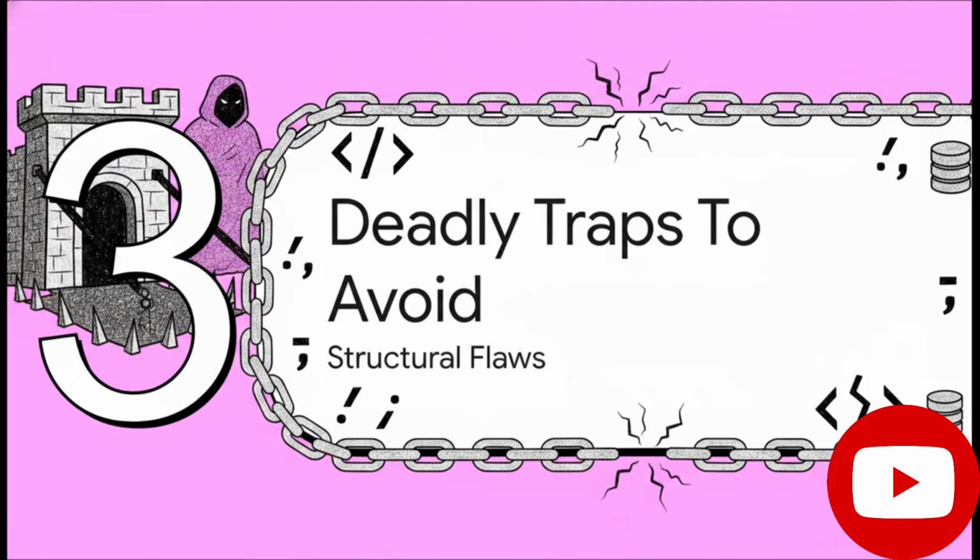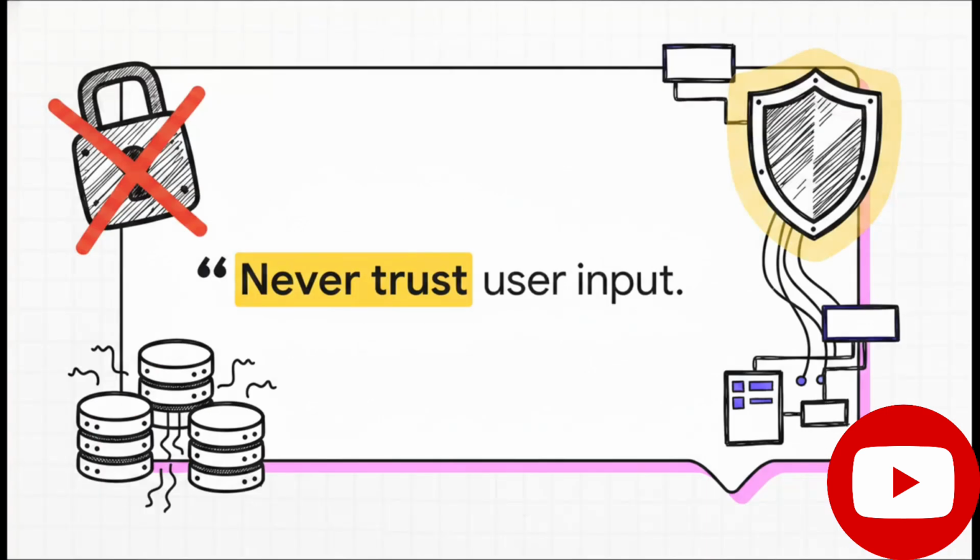Section 3, deadly traps to avoid. Okay, now that we understand how the drawbridge operates, we really need to talk about the structural software flaws that can leave it wide open to attackers. And everything we discussed today is anchored on this absolute golden rule of secure software engineering: never trust user inputs.